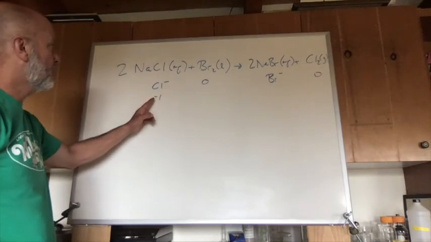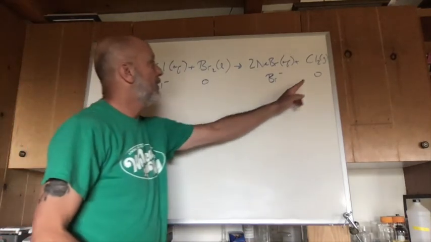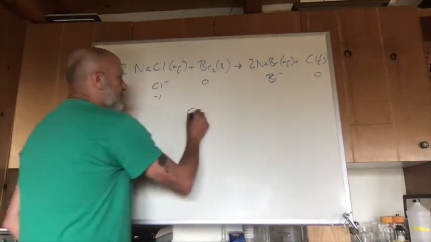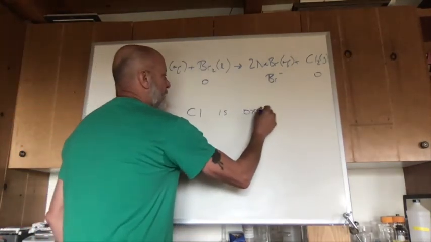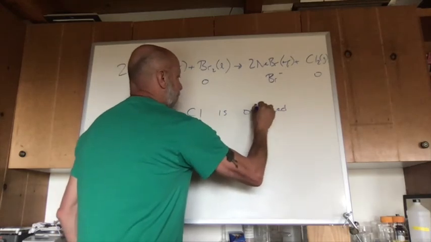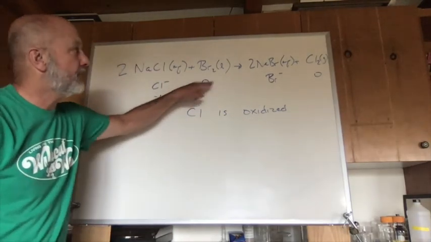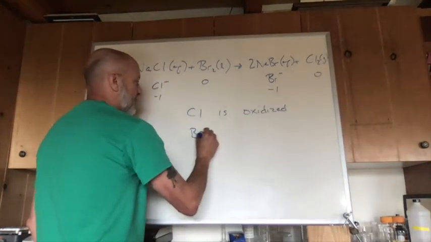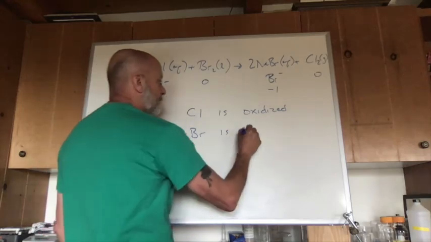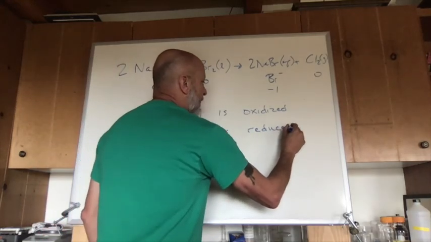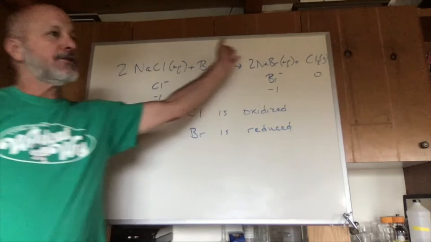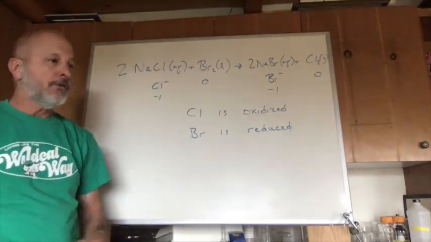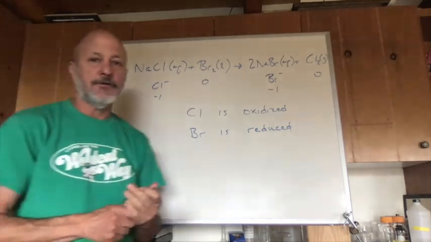So I would say, okay, what happened to chlorine? It went from -1 to 0. Lost an electron. Losing electron, Cl is oxidized. What about bromine? It went from 0 to -1. That's adding an electron, is reduced. So first we start and we look at the reaction. We assign the oxidation numbers throughout the reaction, and then we go through and figure out who got oxidized, who got reduced.